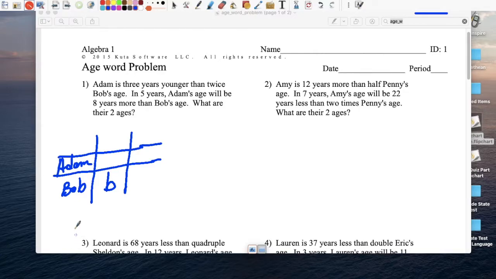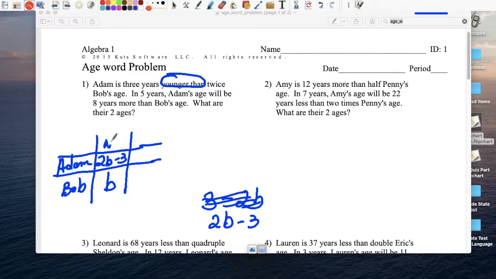Now, Adam is going to be described using Bob's age. So it says Adam is 3 years younger than twice Bob's age. So that's what that translated literally is. But younger than makes me switch this, right? 3 years younger. So multiply Bob by 2 and then subtract 3 and you get Adam's age. So obviously that's not going to work. It has to be this. So that's their ages right now.